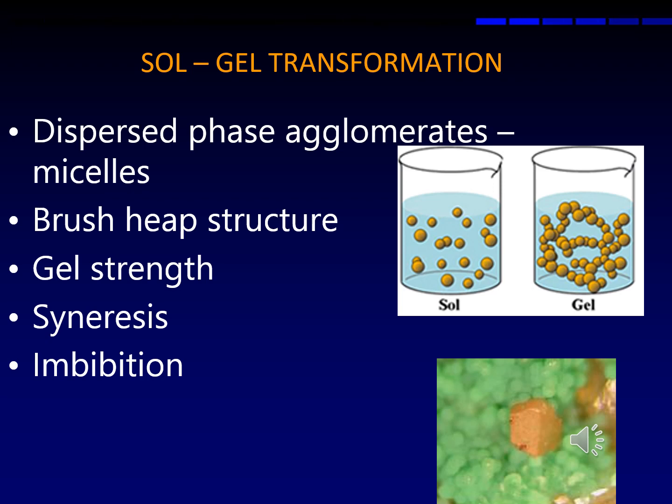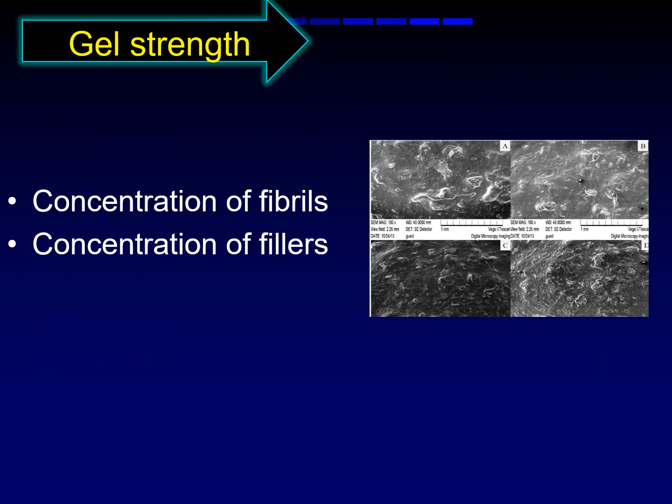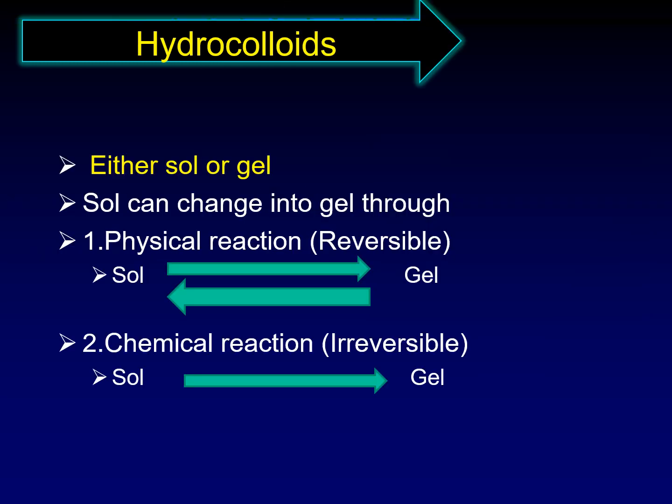We come across two phenomena, that is syneresis and imbibition, in hydrocolloid impression material. What is syneresis? The process of loss of water from the surface is called syneresis. What is imbibition? The process of absorption of water from the environment is called imbibition. As I already mentioned, the strength of the hydrocolloid depends upon the concentration of fibrils and the concentration of the fillers. If there are more fibrils and more fillers, the strength will be better.